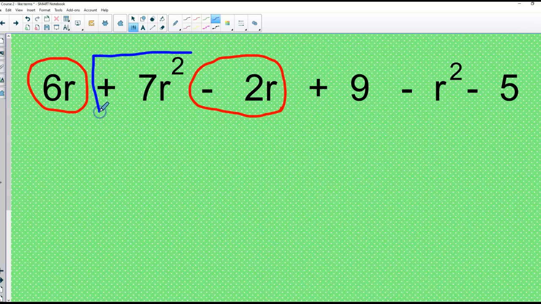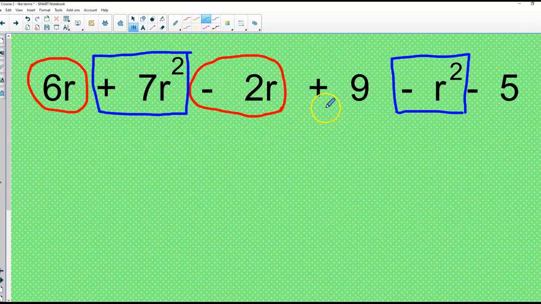So I'm going to put a rectangle around the plus sign there, and then this. And over here, I'm, again, including the sign to the left, which is minus, down to r to the second. So there's my rectangle. So I can easily tell these two go together, and so do these two.